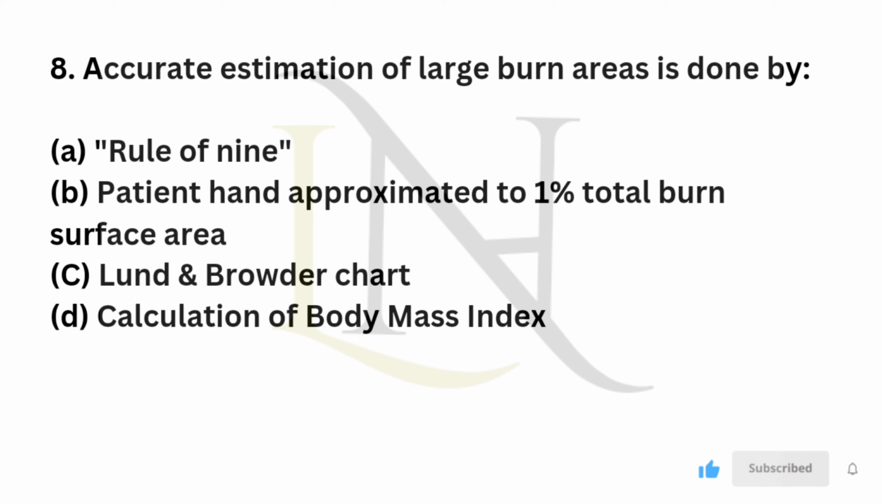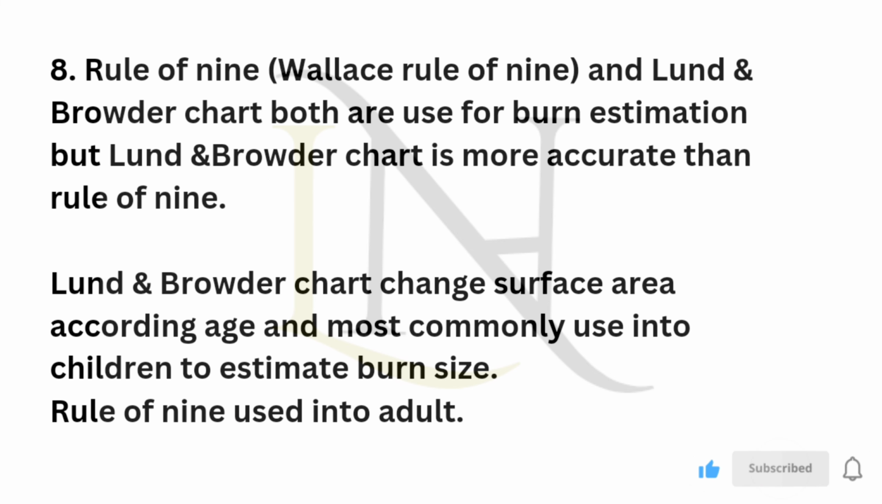Accurate estimation of large burn areas is done by: option A, rule of 9; option B, patient's hand approximated to 1% total burn surface area; option C, Lund and Browder chart; option D, calculation of body mass index. Answer is option C, Lund and Browder chart. Rule of 9 and Lund and Browder chart are both used for burn estimation, but the Lund and Browder chart is more accurate than the rule of 9. The Lund and Browder chart changes surface area according to age and is most commonly used in children to estimate burn size. Rule of 9 is used in adult patients.